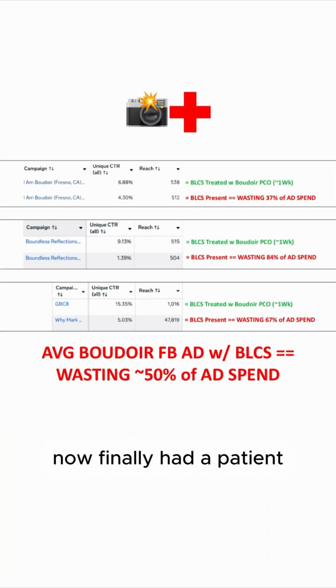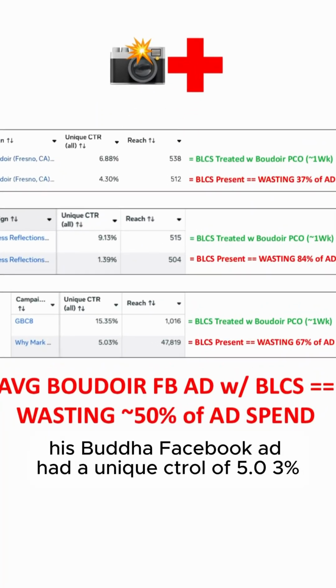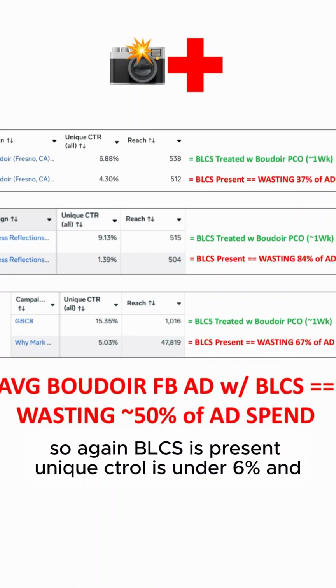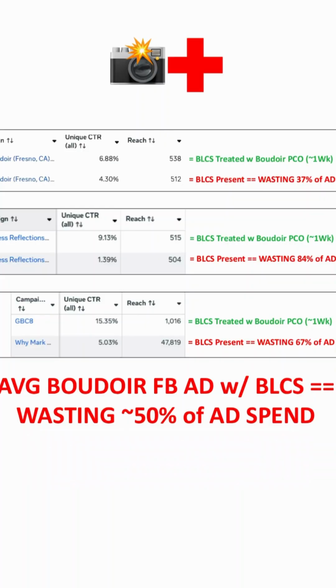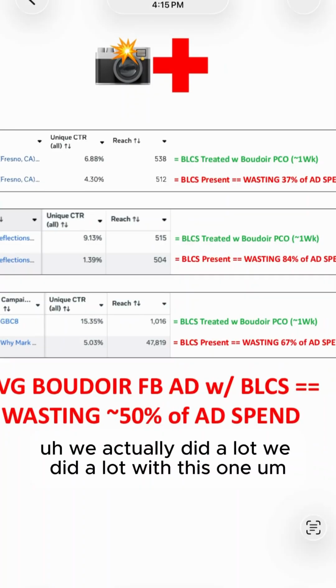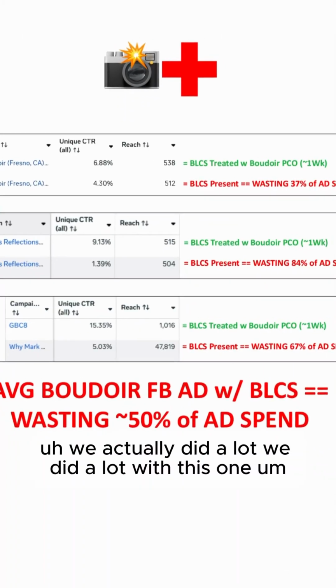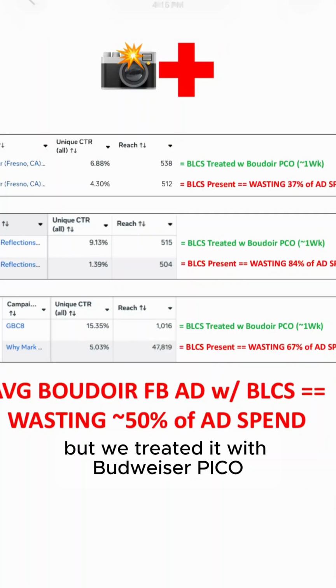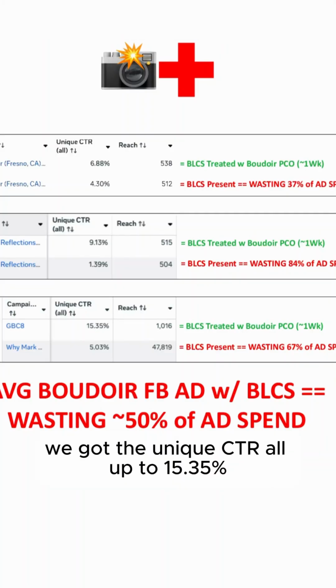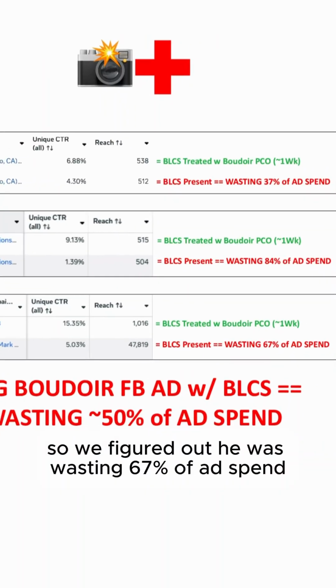Now, finally, had a patient, his Boudoir Facebook ad had a unique CTR all of 5.03%. So again, BLCS is present. Unique CTR all is under 6%. And we did a lot with this one. But we treated it with Boudoir Pico. Took about a week. We got the unique CTR all up to 15.35%. So we figured out he was wasting 67% of ad spend.